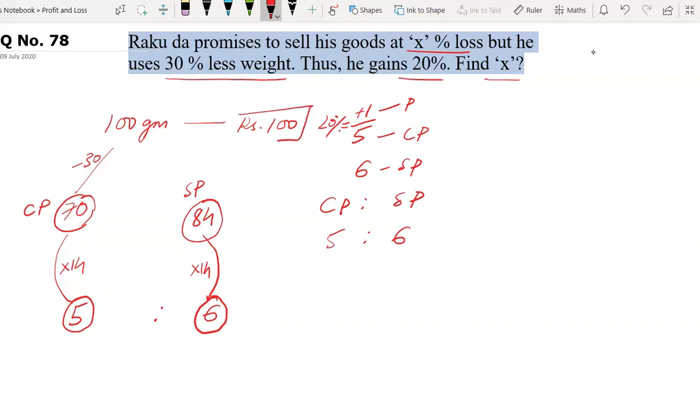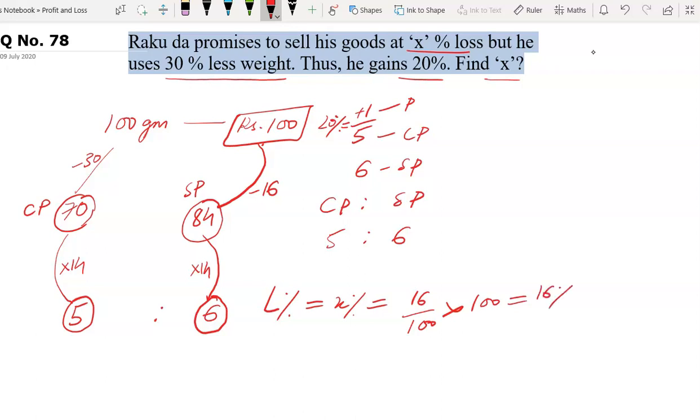His actual CP is how much? Rupees 100. Now SP is 84. So he promises to sell his goods at X% loss. So loss will be how much? 16. So loss percent, X%, is equal to how much? 16 upon 100. 16 upon 100 means 16%. So X is how much? 16%.